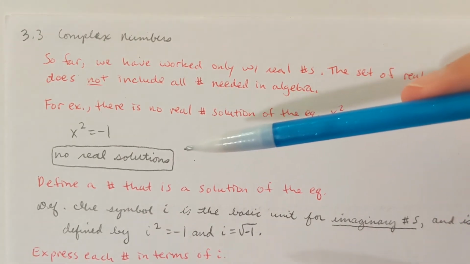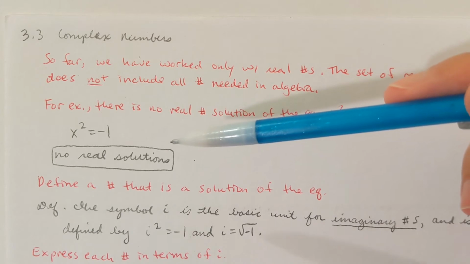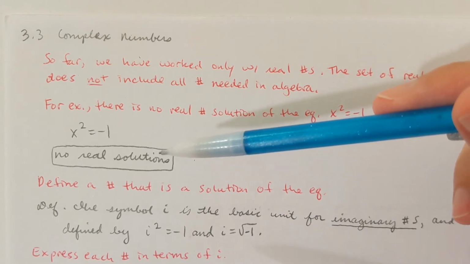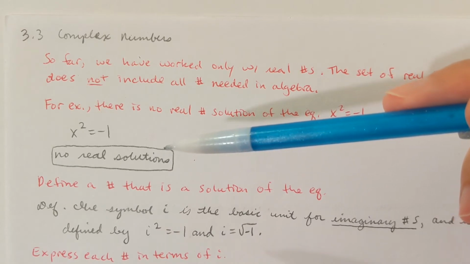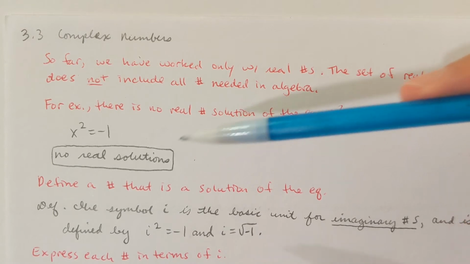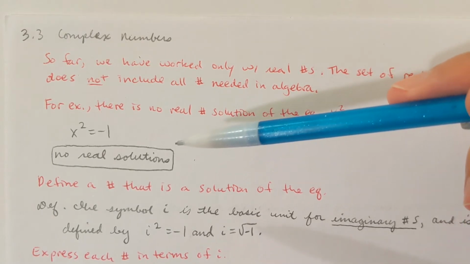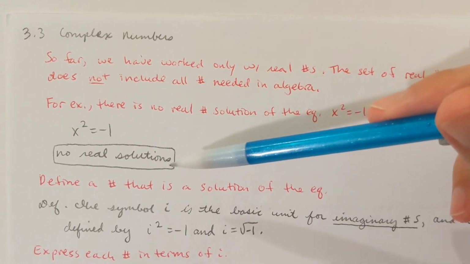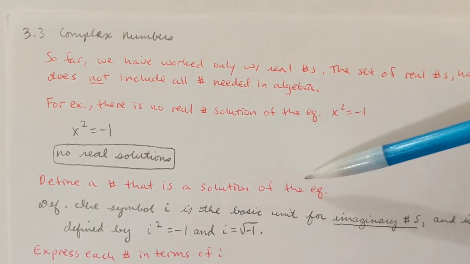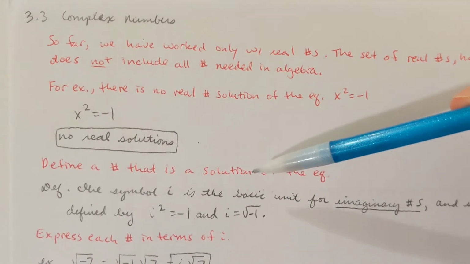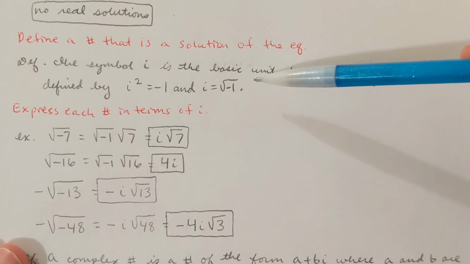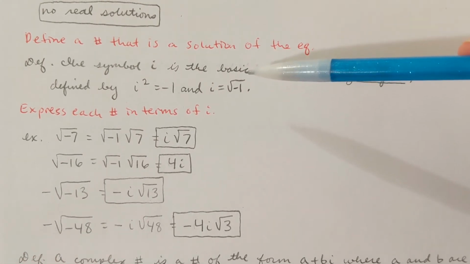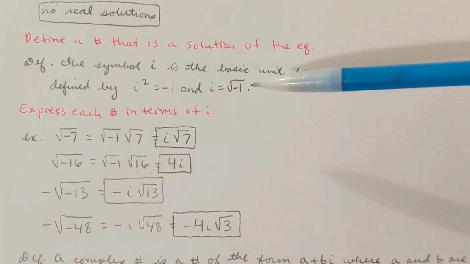Now, I want to be clear that the way I want to word this is no real solution, not no solution. No solution is not correct. That's misleading and not correct also. So I want to define a number that is a solution of the equation. The symbol i is the basic unit for imaginary numbers and is defined by i squared equals negative 1, and i equals the square root of negative 1.